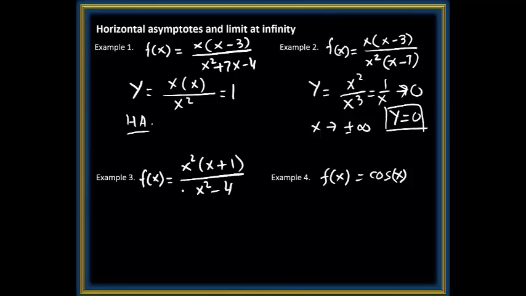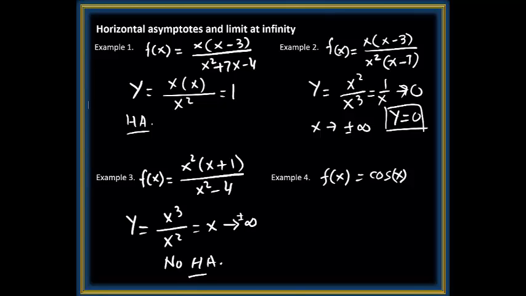What happens in this one? You write y equals, in the numerator you get x to the 3, in the denominator you have x squared. So this is basically x, and this blows up, goes to plus minus infinity. When x approaches plus minus infinity, y also goes to plus minus infinity. So in this case, no horizontal asymptote.